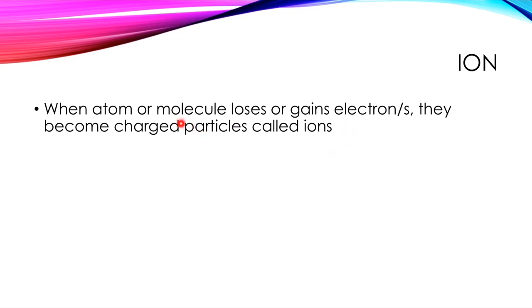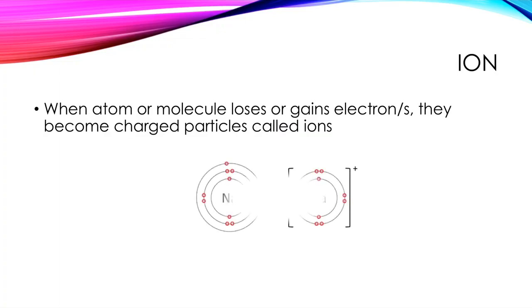जब भी कोई atom या molecule electrons को lose या gain करता है, they get a charge, and that charged particle is called आयन. ठीक है, तो उसको हम फिर आयन कहते हैं. Whenever an atom or a molecule loses or gains an electron, they get charged, and that charged particle is now called an ion. Let's take an example here. Over here we have a sodium atom.